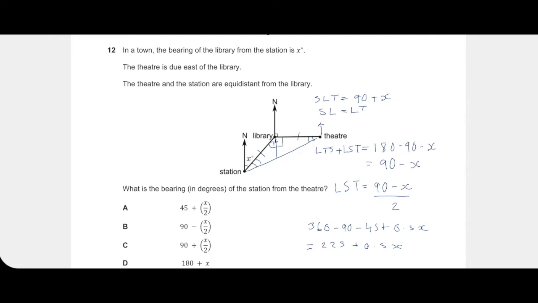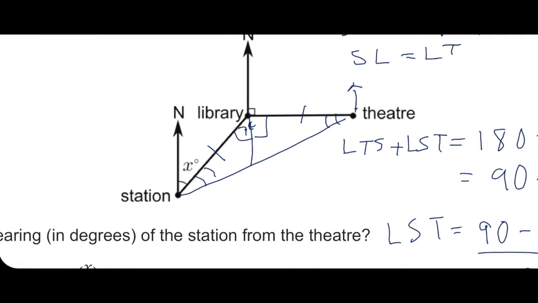So, now, recall your rules of parallel lines. We know that SLT is equal to 90 plus x, and as you see over here, this right angle, 90 degrees, x is there.